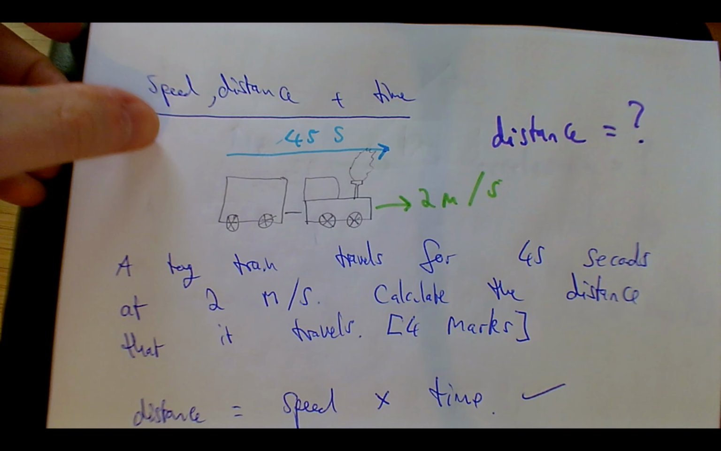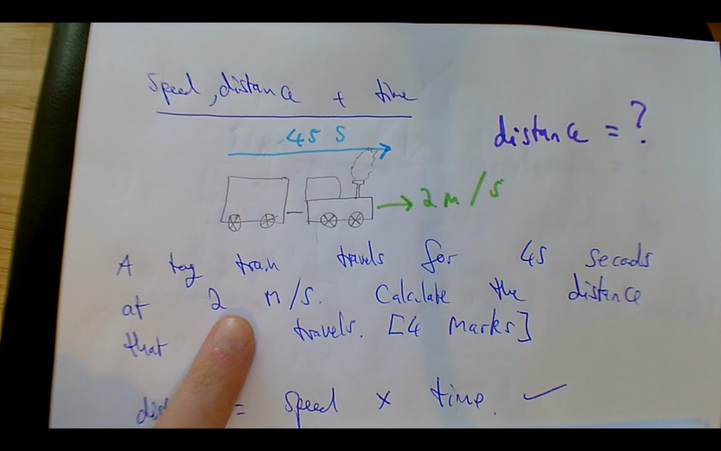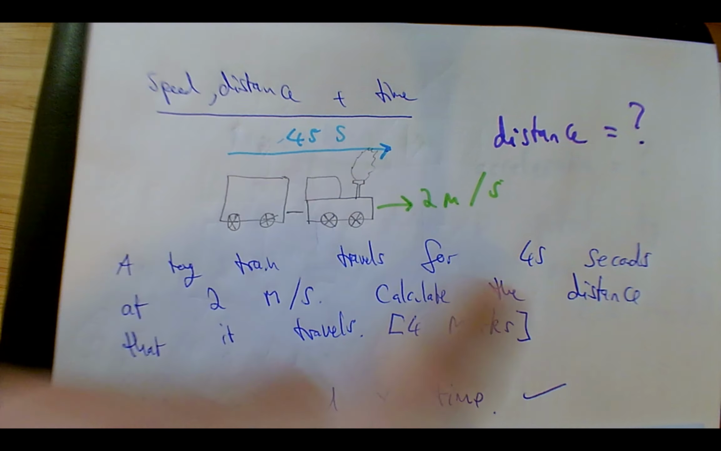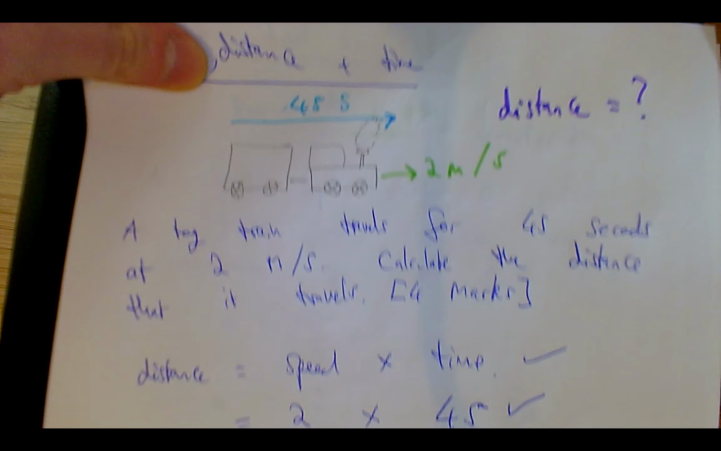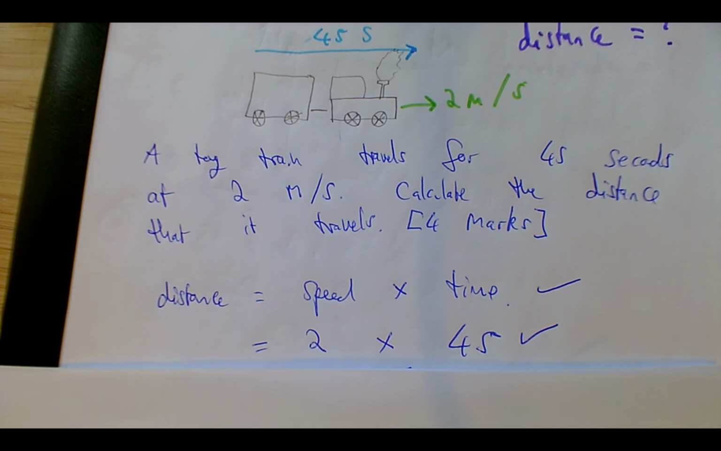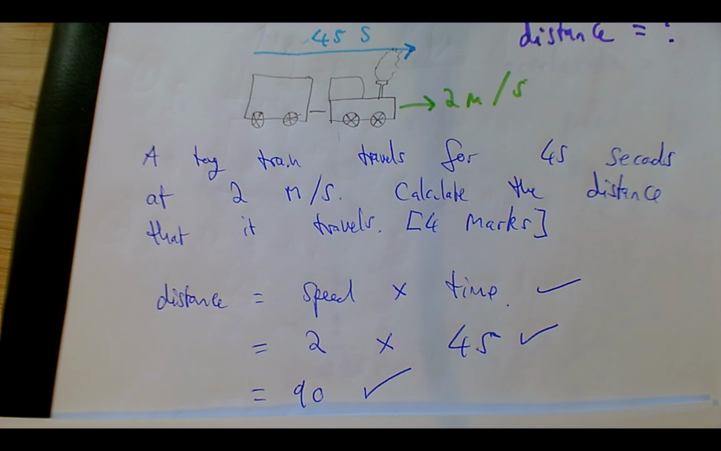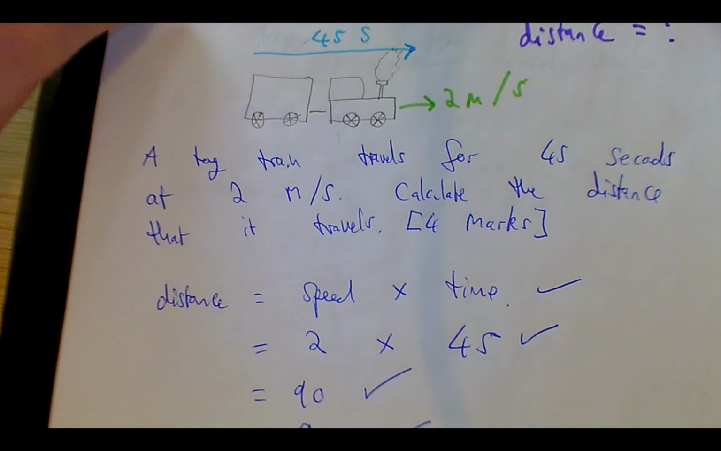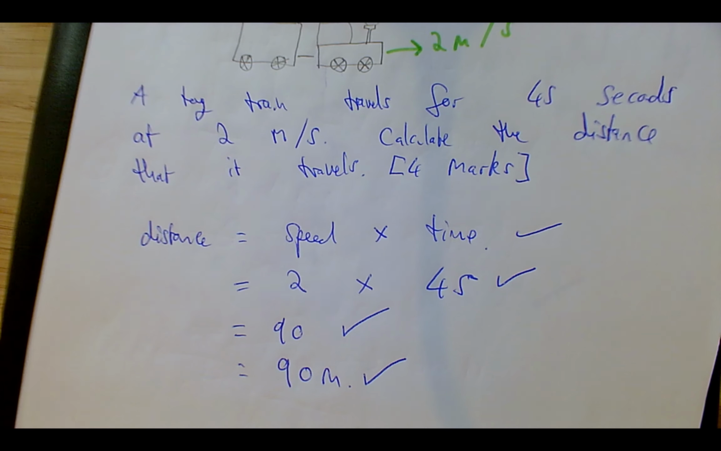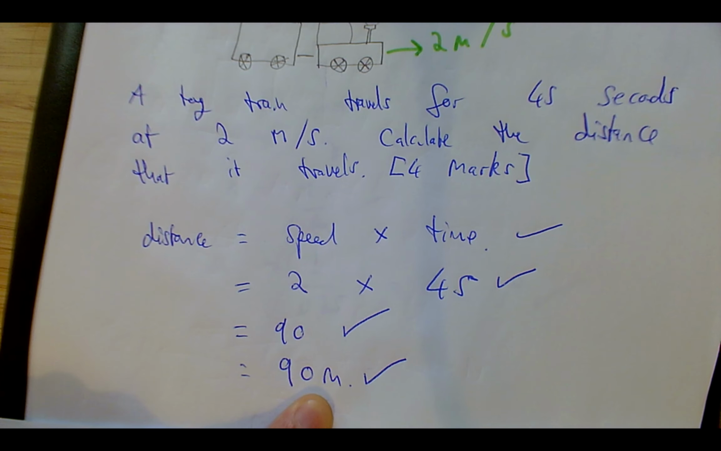The next step is to substitute in the numbers. The speed is 2 meters per second and the time is 45 seconds. Then the next step is to do the calculation on a calculator, and if you type it into your calculator, you should end up with 90. And the final mark, and the bit sometimes we miss out, is the inclusion of the units. The units for distance are meters, so our final answer is 90 meters.